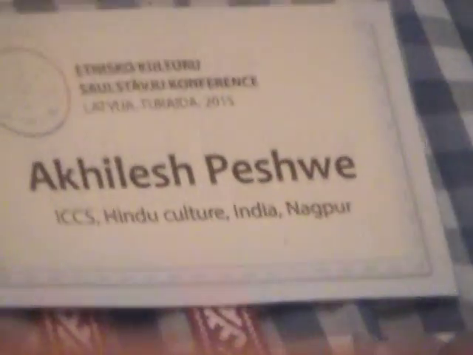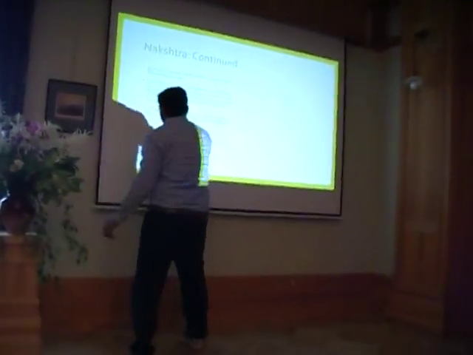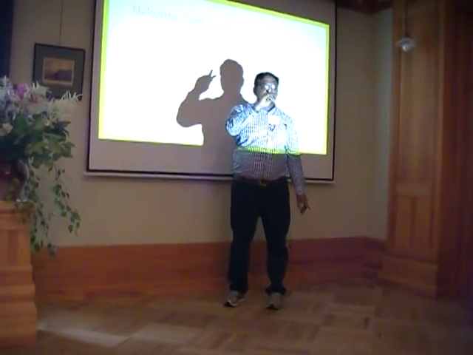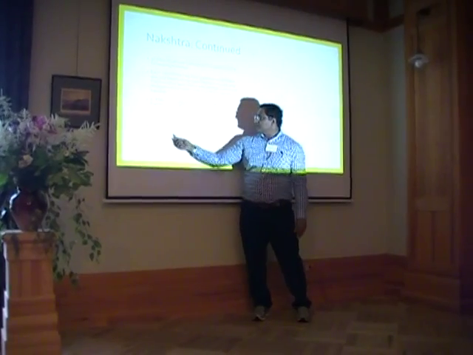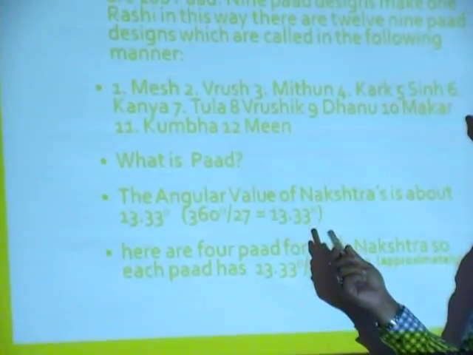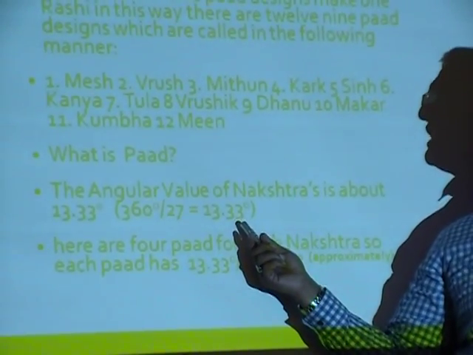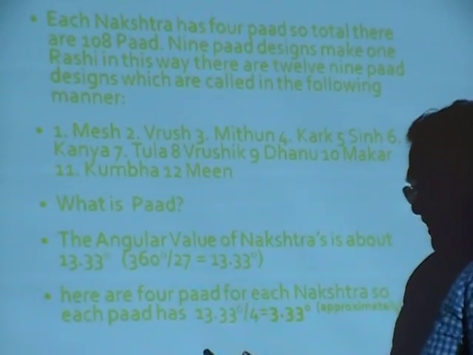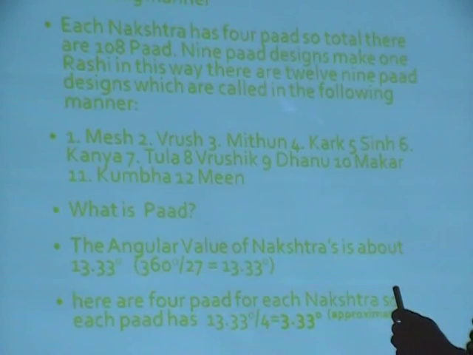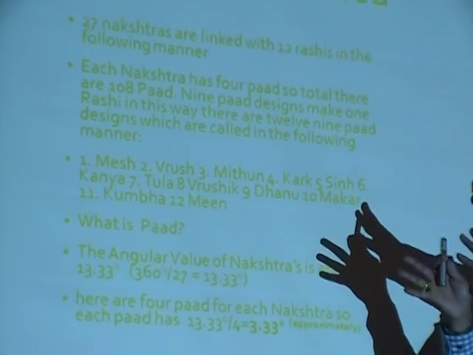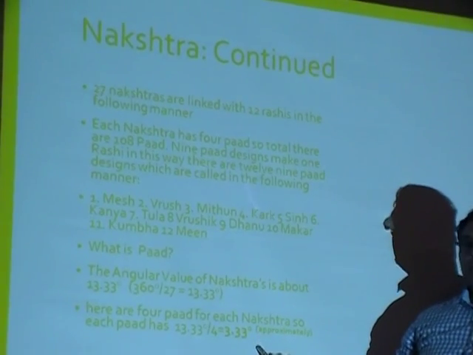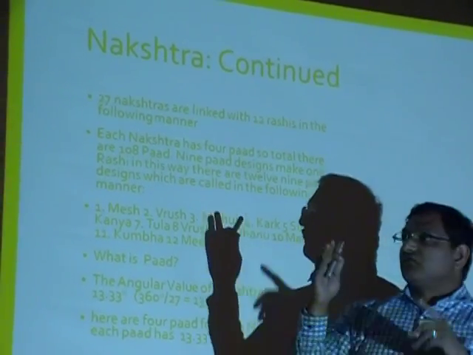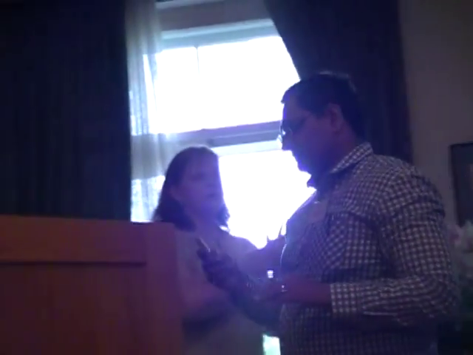For the narrowing down of 27 to 12, this is the mathematical calculation used. Imagine there are 360 degrees, and 27 nakshatras. This gives 13.33 degrees for one nakshatra, approximately. This, again, is divided by 4, because each nakshatra has 4 angular movements. This gives 3.33 for one quarter movement of a nakshatra.